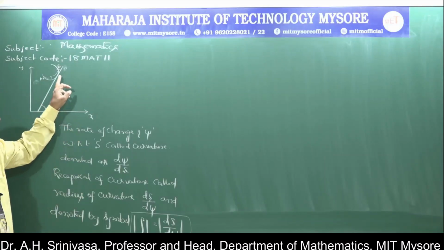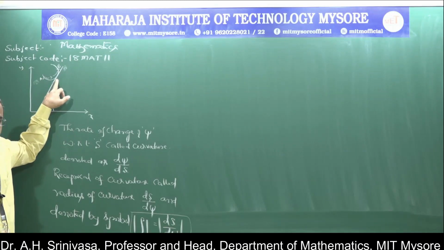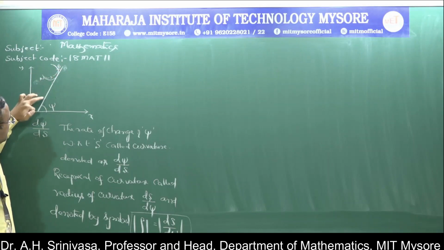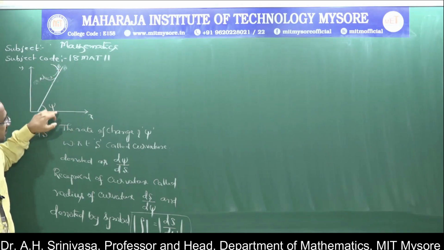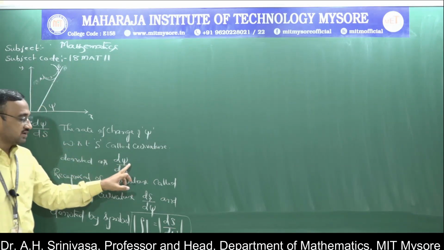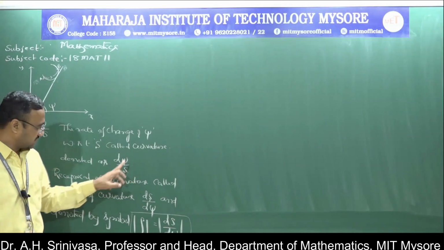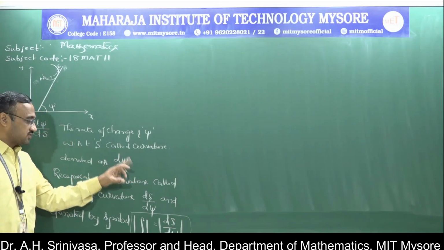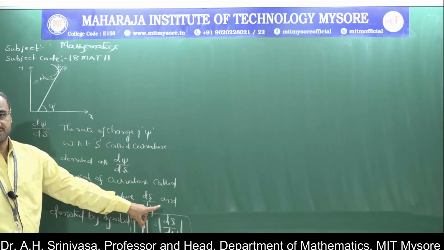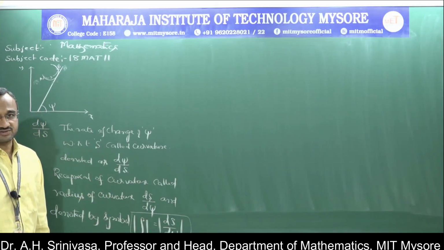If you take an arc AB, the length is S, and the angle between a tangent and the initial line is psi. The rate of change of psi with respect to S is called curvature. If you take the reciprocal of this, that is ds by d psi, this is called the radius of curvature. It is denoted by the symbol rho equal to ds by d psi.